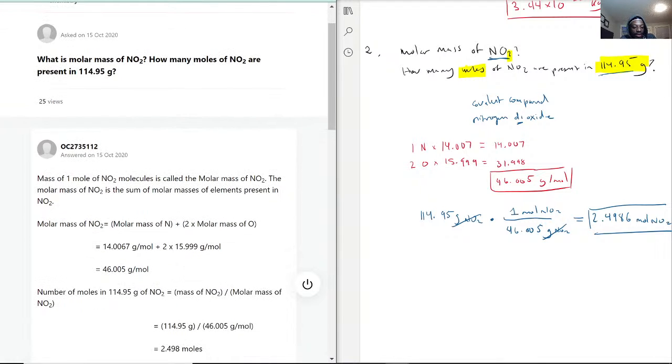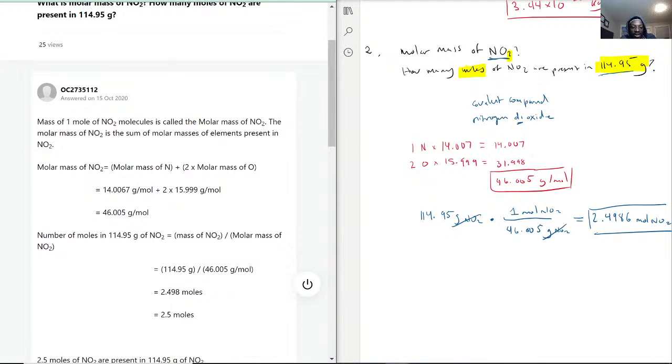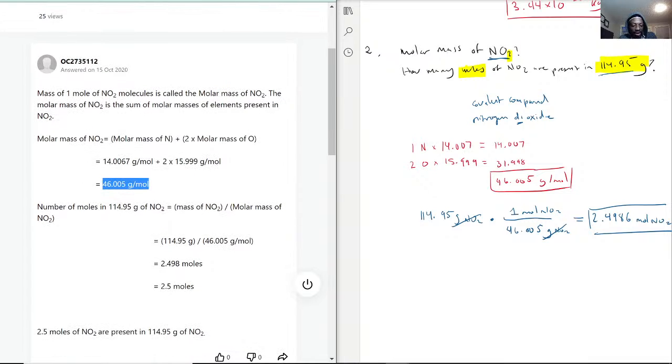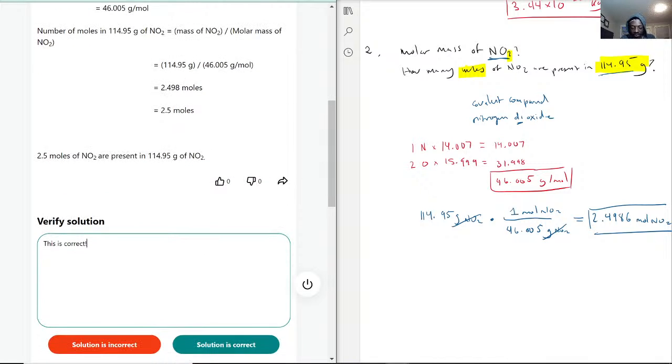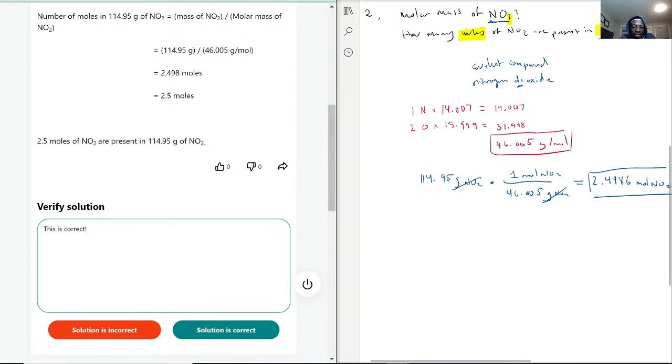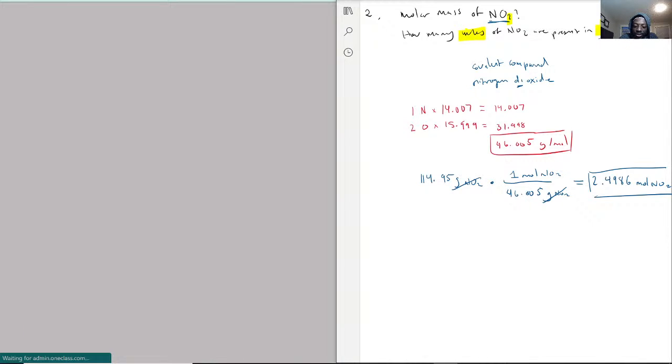Okay, so the mass of 1 mole of nitrogen dioxide is, yep, they definitely got the 46.005. Alright, and now for the number of moles present in 114.95, exactly, they get the 2.4986, which they did round up to 2.5. So with that, this question is also correct. Okay, so nice, we're so far 2 for 2. Let's move on to question 3.